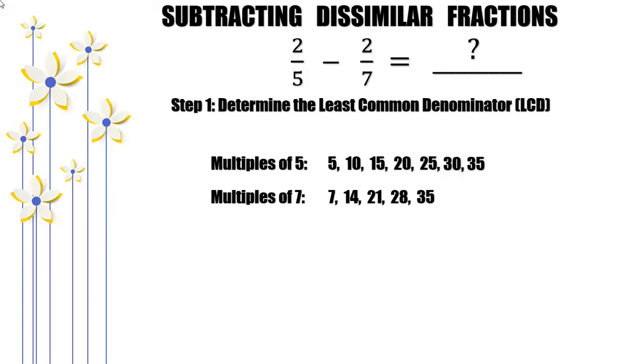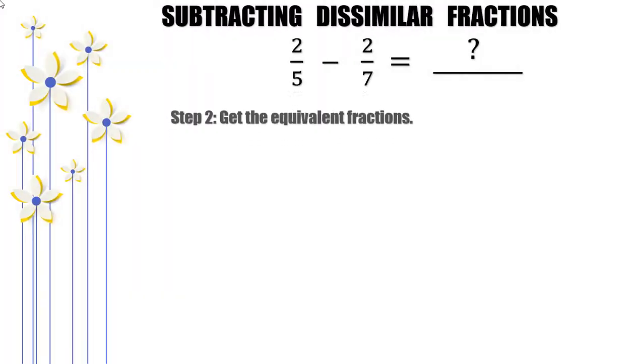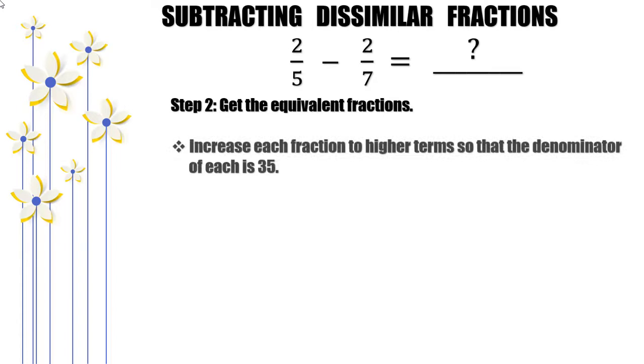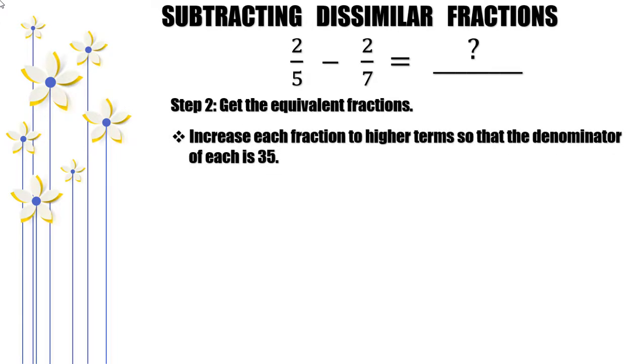30, 35. Therefore, the least common multiple of 5 and 7 is 35. Since 35 is our least common multiple, this number would also be our least common denominator. Second, get the equivalent fractions. Increase each fraction to higher terms so that the denominator of each is 35.